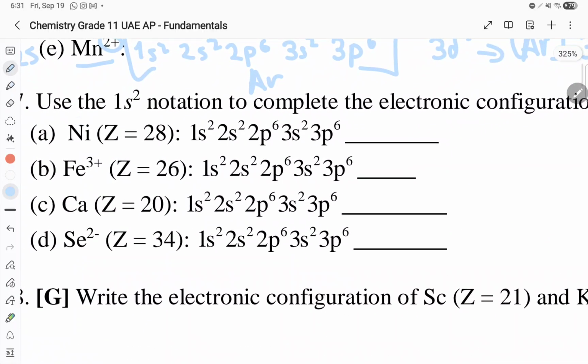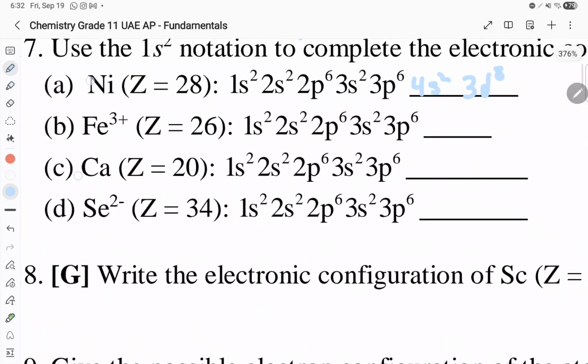Moving on to our next question. They're just telling us to complete the electronic configuration. They gave us up till 3p6. So then after 3p6 is 4s2, and then 28 minus 18 is 10. So it's 10 minus 2 again is 8, so it's 3d8.